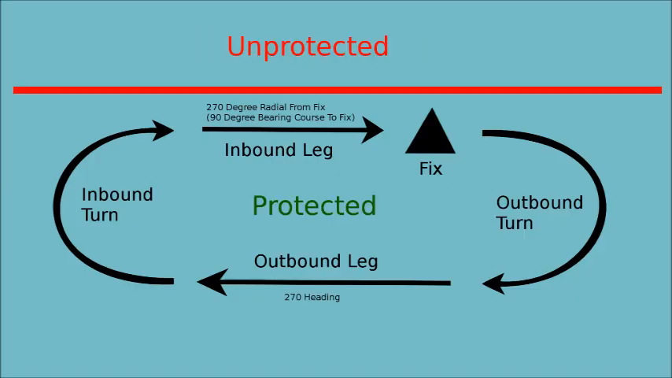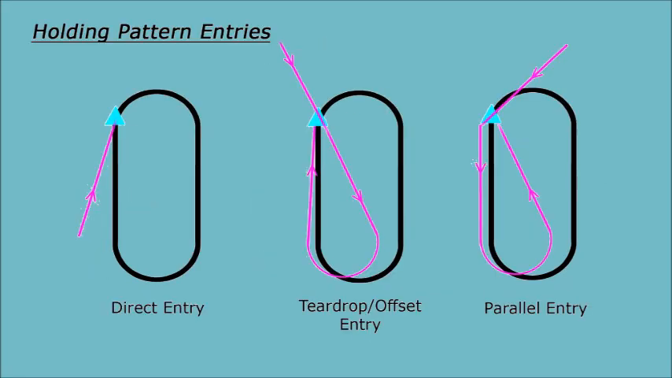Finally, there is a protected side and unprotected side of the hold. The plane is to stay on one side of the fix continually. This is particularly important because many holds are designed to keep you away from some sort of hazard, such as terrain on the other side of the fix. Hence the term protected. To stay on the protected side of the hold, there are 3 methods for entering a hold: direct, teardrop, and parallel.